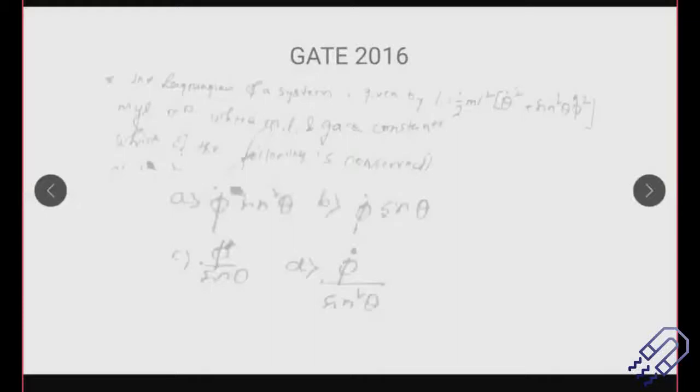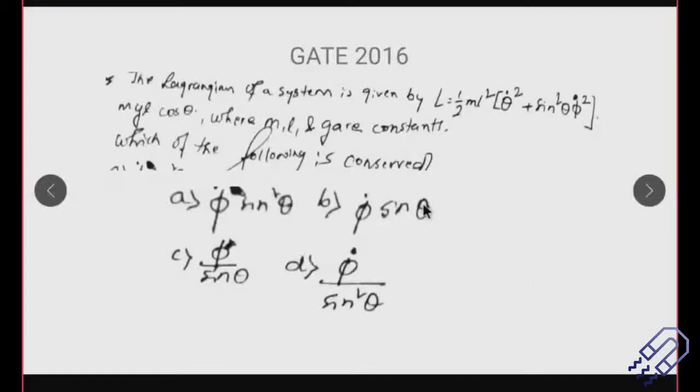So you have a Lagrangian of a system which is already given. So you basically don't have to design the Lagrangian. The Lagrangian of the system is given by half m l square into (theta dot square plus sine square theta phi dot square), and then I think there is a minus there, it's missed out. So there is a minus mgl cos theta. So this is the entire Lagrangian. And obviously we know that m, l, and g don't have any effect on the equations of motion, so they are basically constants.